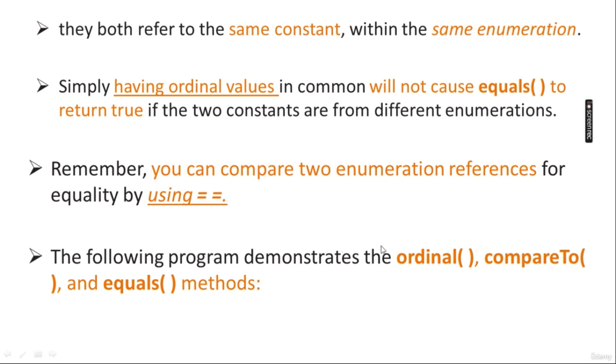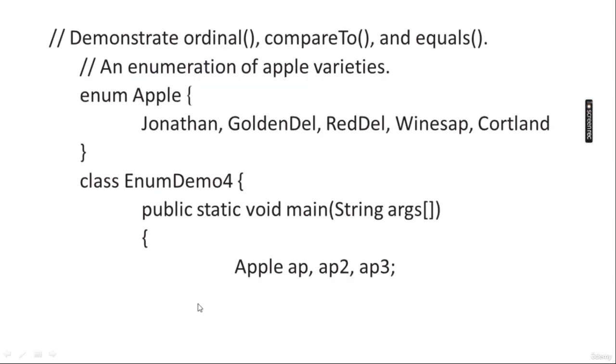The following program demonstrates the ordinal, compareTo and equals methods. Now, there are 5 constants in enum Apple. We are creating 3 variables of Apple: AP, AP2, AP3.